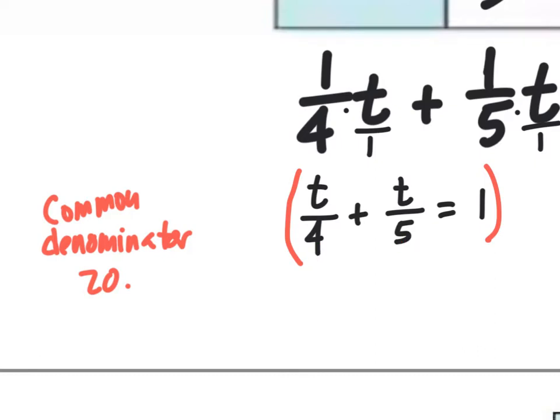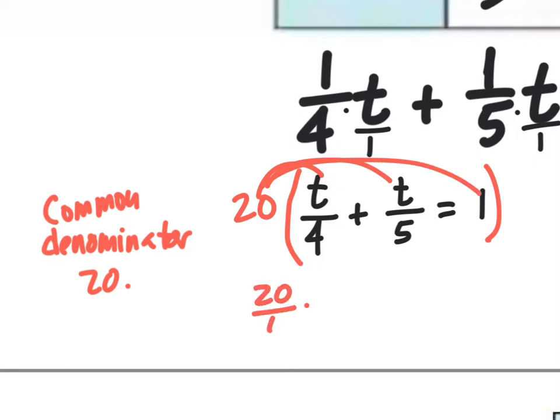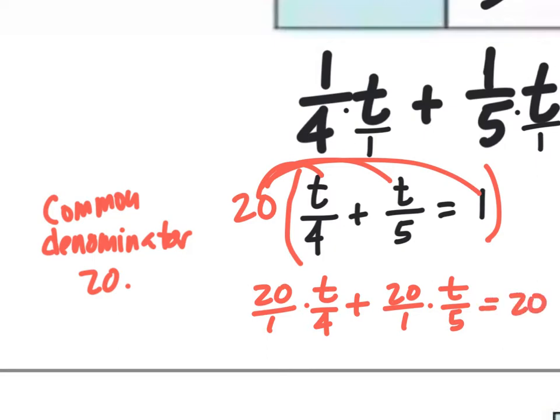If you take the denominators and multiply them together, you get a common denominator, and then you can multiply the entire thing by that common denominator, through each of those pieces. So you get 20 over 1 times t over 4 plus 20 over 1 times t over 5 is equal to 20 times 1, which is just 20. Now the 20 divides out the 4 into 5 over 1. Same thing with the 20 over 5, that divides it out into 4 over 1. So we get 5t plus 4t is equal to 20.